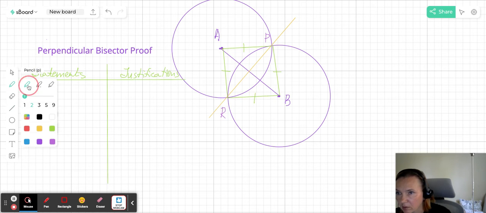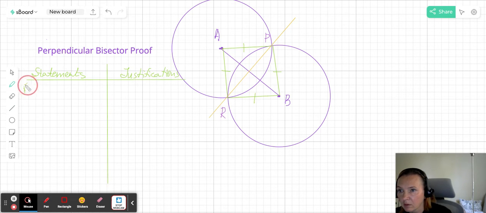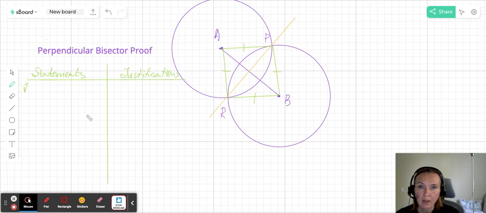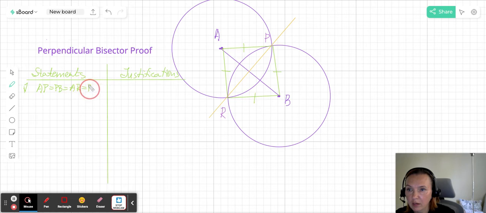So my statement number one is what I just labeled, that AP equals PB equals AR, and it is equal RB, right? And the justification is why that is so. Well, why is that so? Because I used two circles with the same radius, right?